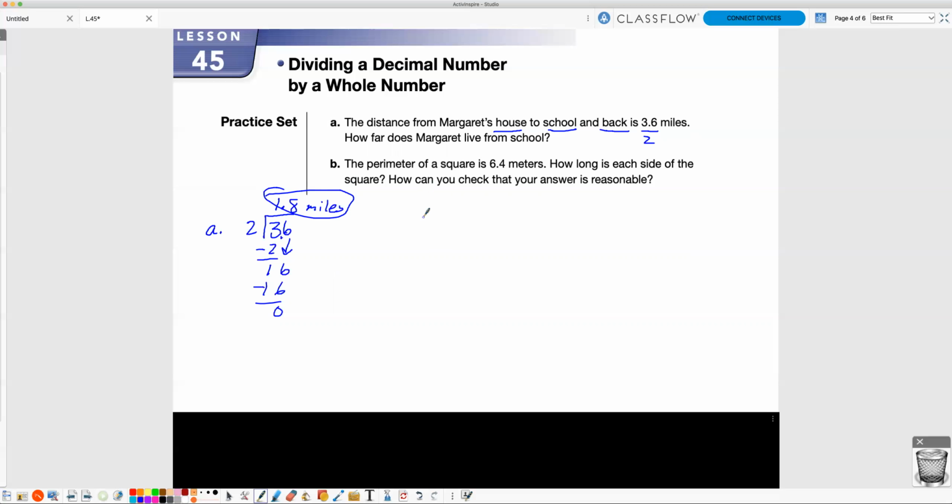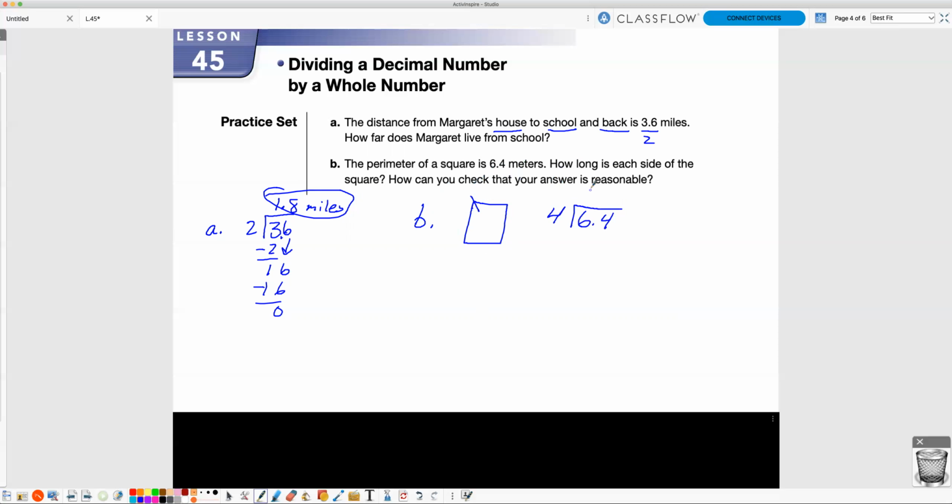Letter B, the perimeter of a square is 6 4/10 meters. How long is each side of the square? And how can you check that answer and see if it's reasonable? All right, so for letter B, you have to consider it's a square, all sides are equal, and it's 6 4/10 meters all the way around. So we need to take 6 4/10 meters and divide it by 4 sides, because it's a square, they're all equal in size.